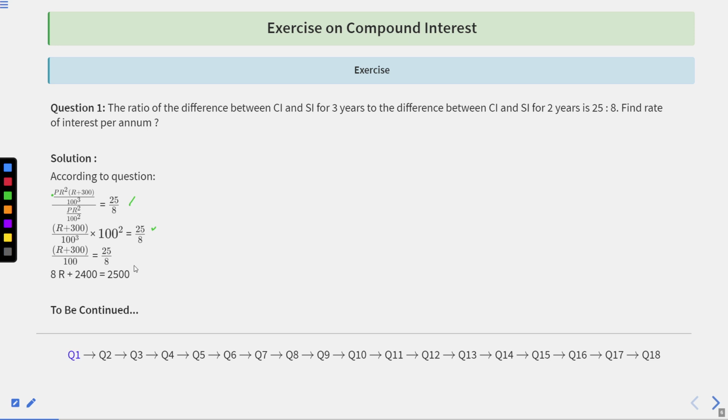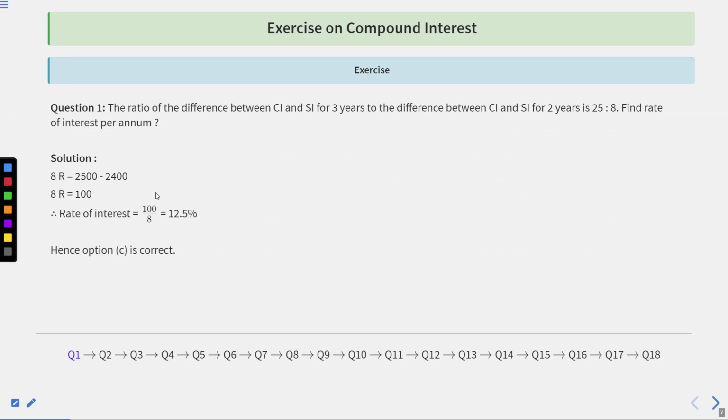equal to 25/8. That means 8R plus 2400 is equal to 2500. So 8R is equal to 2500 minus 2400, that is 8R equal to 100. Therefore, the rate of interest is equal to 100 upon 8, that is 12.5%. So the option correct here is option C.